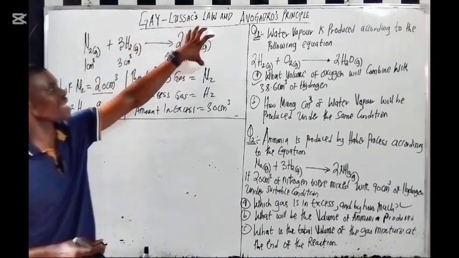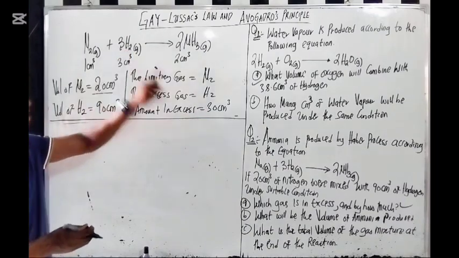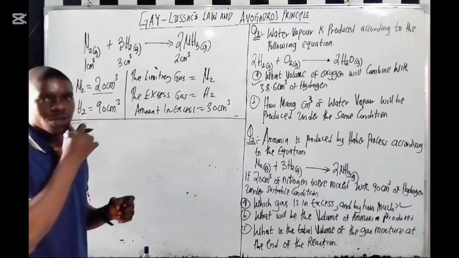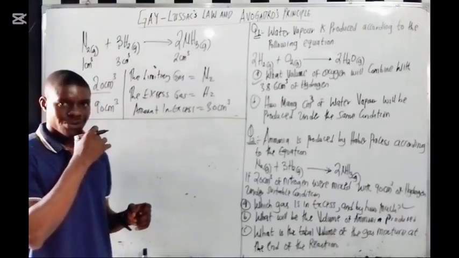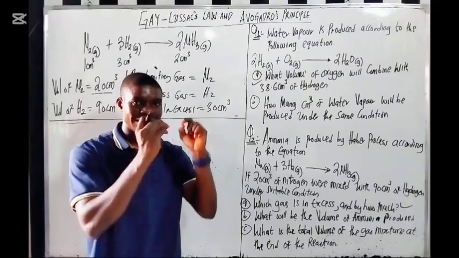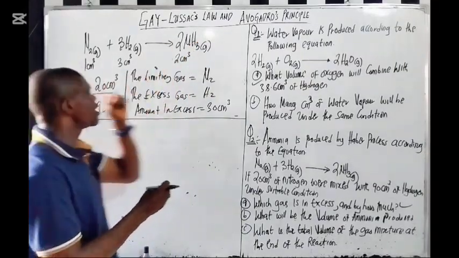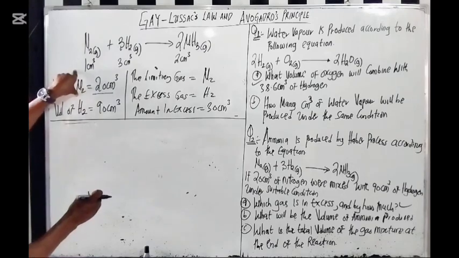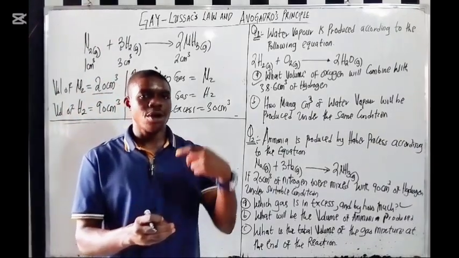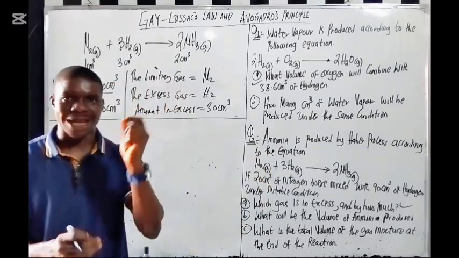So what is the amount remaining? Remember, 30 is in excess. 30 of this is in excess. We want to know the amount of this that is produced in the chemical reaction. The only way you can get the volume of NH3 produced is by using the volume of the limiting reactant. The limiting reactant will always be used to calculate the volume of the product produced in a chemical reaction. This is what you need to know when solving this kind of question.